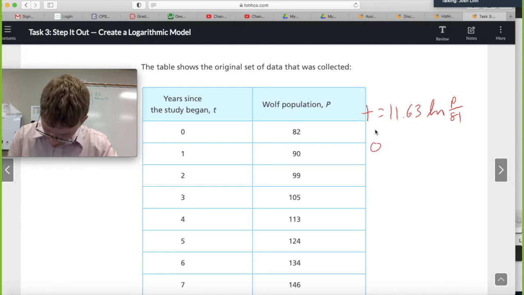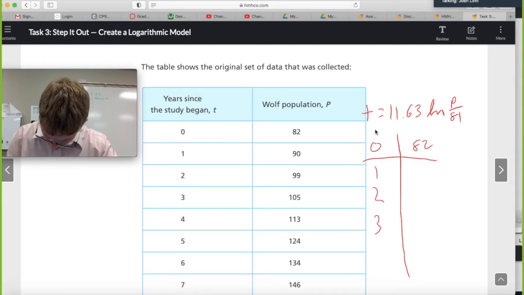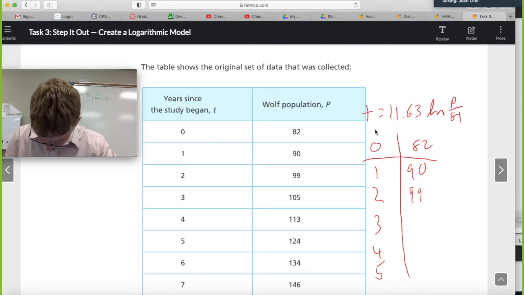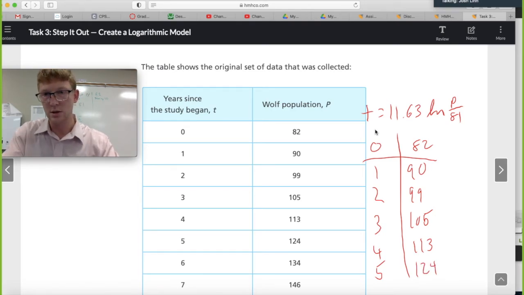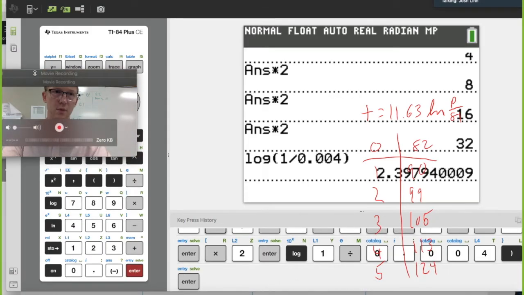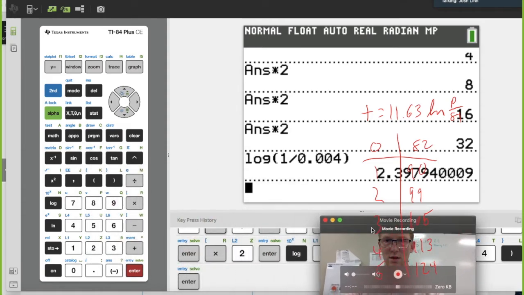So 0, 82, 1, 2, 3, 4, 5. We'll do 5. I'll do 5 points. Show you how to do that. 6 points, I guess. And the rest of it is just entering stuff into your calculator. I don't feel like you guys need to watch me do that. So we're going to pull up our calculator. Face in the way.